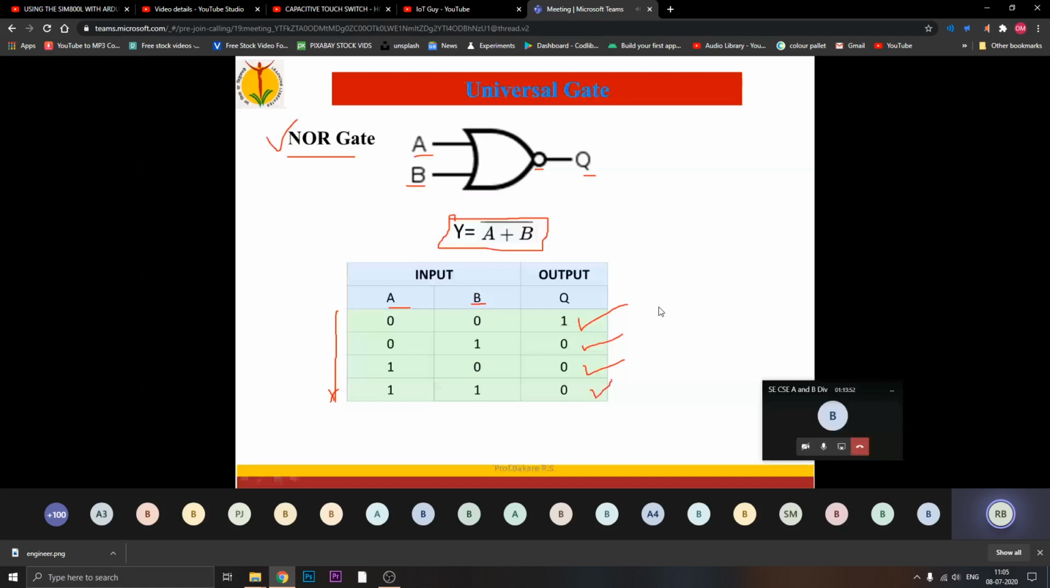Now I request you students, any one of you, please conclude about the NOR gate. Can anyone guess about the NOR gate?